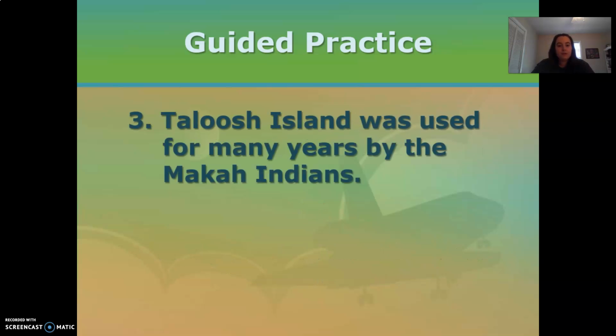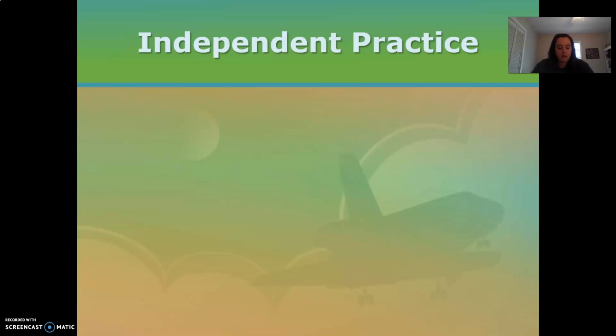Number 3, Duluth Island was used for many years by the Makah Indians. Independent clause. Number 4, the lighthouse was built where the Makahs had potluck ceremonies. Independent clause. Number 5, construction on the lighthouse was slow. Independent clause. And then number 6, when the lighthouse was finished after 1.5 years, dependent clause. So get rid of the word when and then rewrite the sentence so it says the lighthouse was finished after 1.5 years. So for this front page here, you only had 2 dependent clauses. Please make sure that you do actually rewrite those dependent clauses, but you don't have to rewrite the independent clauses.